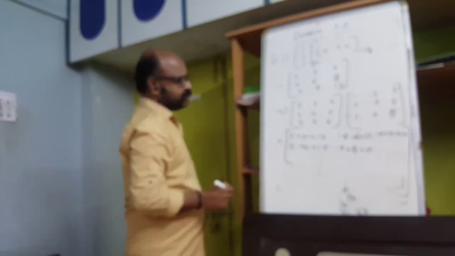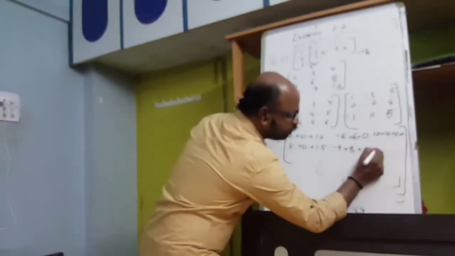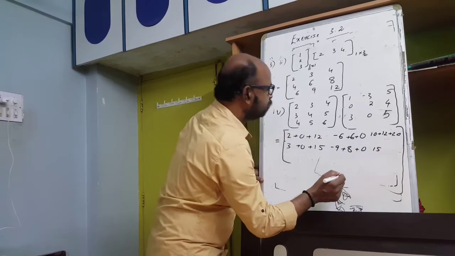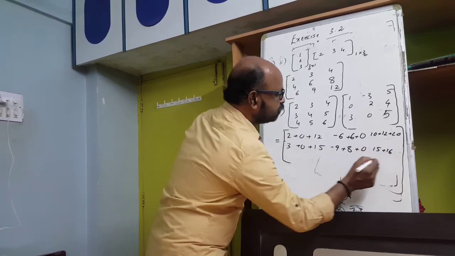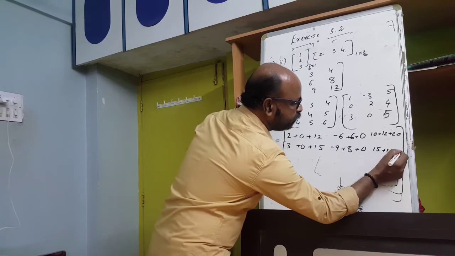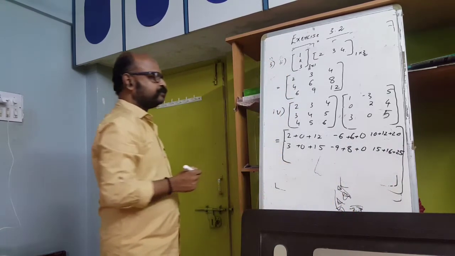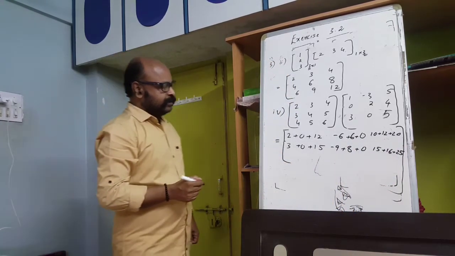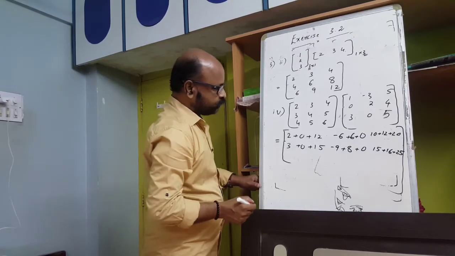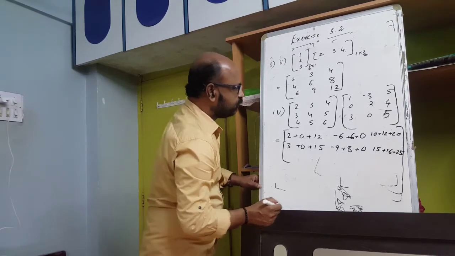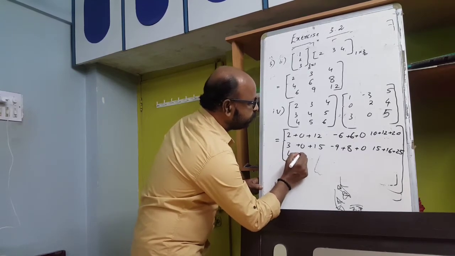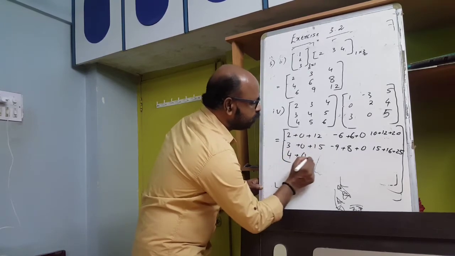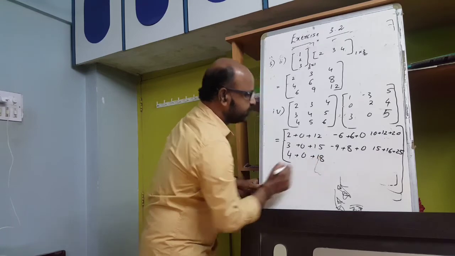Okay, then second row into third column, 3 into 5, 15, 4 into 4, 16, 5 into 5, 25. Okay, then we come to the third row. So third row into first column, 4 into 1, 4, 5 into 0, 0, 6 into 3, 18.